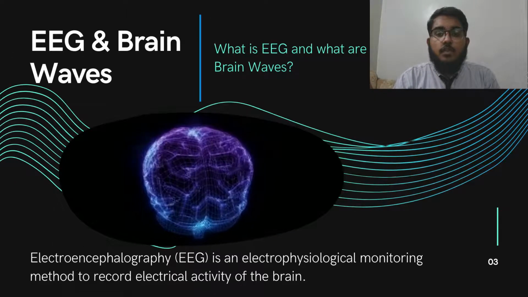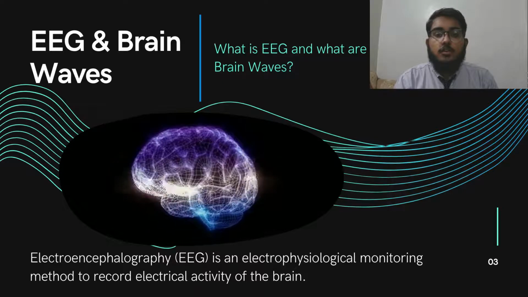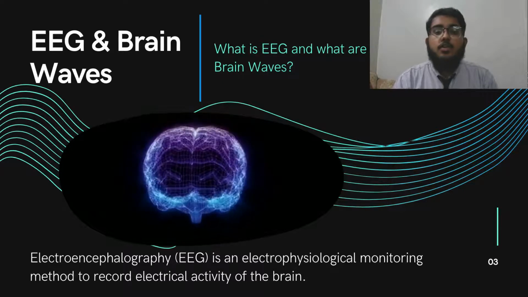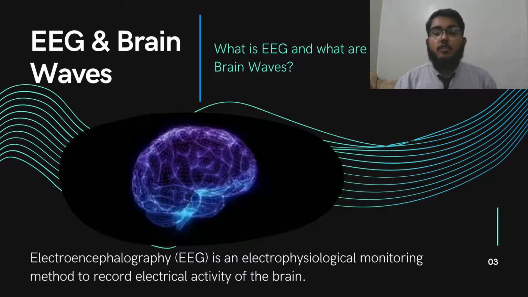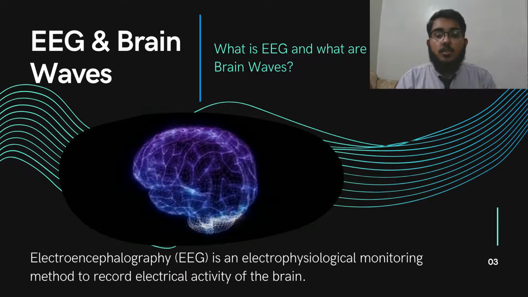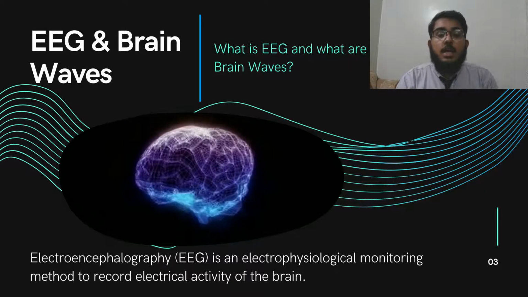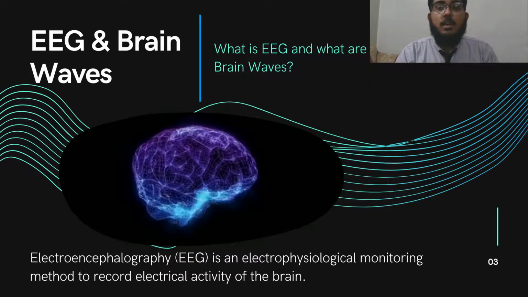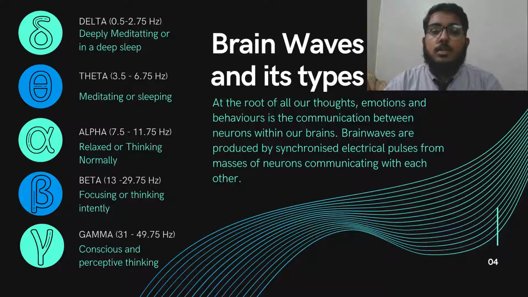So let's get started. EEG, electroencephalography, is an electrophysiological monitoring method to record electrical activity of the brain. Typically, it is a non-invasive procedure in which electrodes are placed along the scalp that measure the brain's electrical activity. Now, let's have a look at what brain waves are.